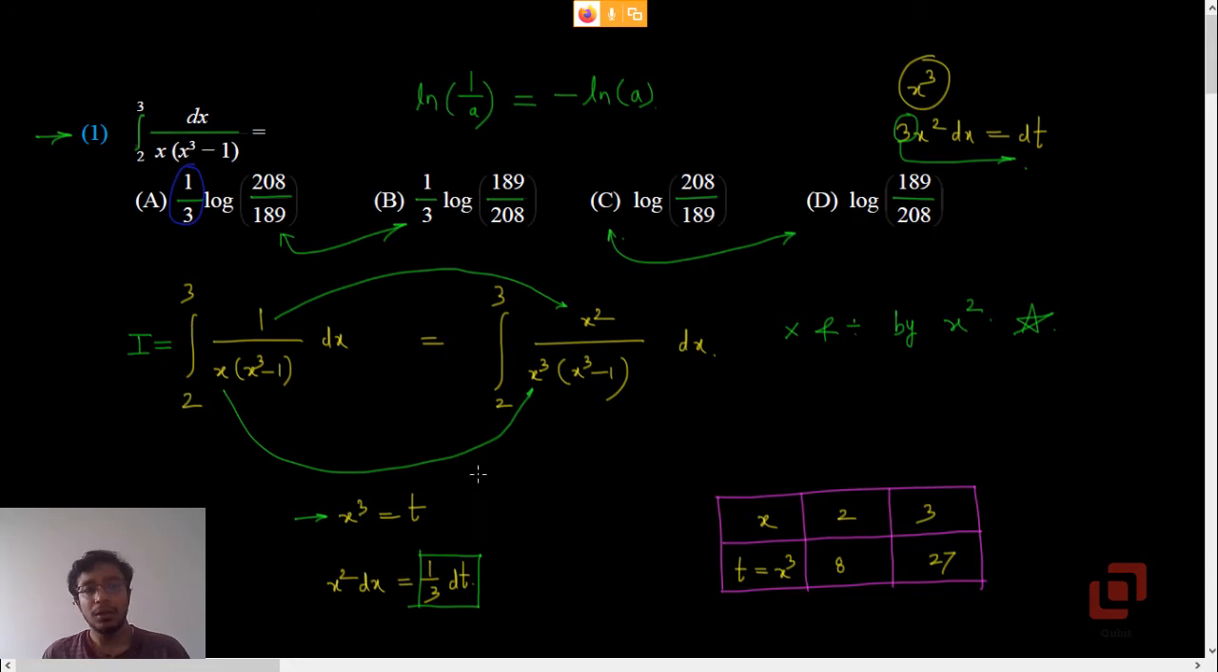Now when you are using integration by substitution in definite integrals, the other thing that you should take care of is the limits. The limits on x are 2 and 3, the lower limit and the upper limit. What function are you substituting as t? x raised to 3. So if x is 2, then t must be x cube, so 8, and if x is 3, then t will be 3 cube, so 27. So now the new limits on our definite integral are 8 and 27.